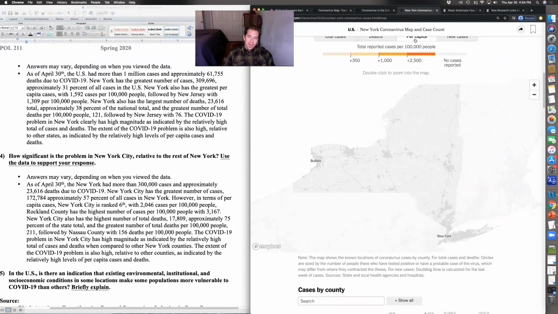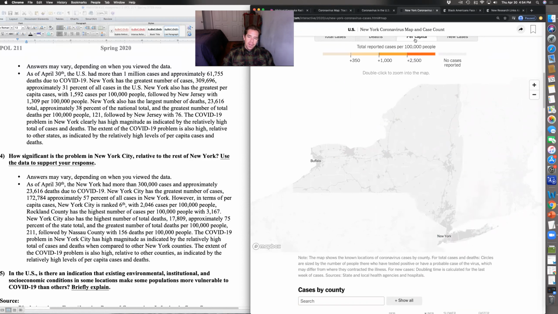Now, if we look at cases per 100,000 people, New York City shifts down to about 6th place. For per capita cases in the state, Rockland County, which is not far from the city, has the highest number per capita, followed by Westchester, which of course is just north of us here in the Bronx, Nassau County, over in the Long Island area, and then Orange County and Suffolk County. Nassau is in Long Island, and Suffolk is also down there. But New York City is about 6th.